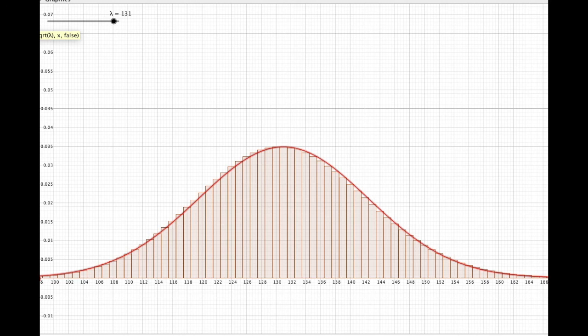The Poisson is a discrete distribution in that values can only take whole numbers. You can't have half a patient coming to a hospital. And the normal distribution is continuous, so it can take any value. But nonetheless, you can see the shape of the distributions is very similar, and so we can use the normal distribution as an approximation to the Poisson. And there are various advantages in that.